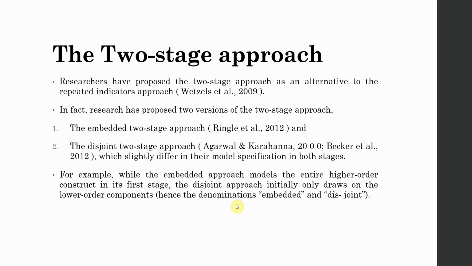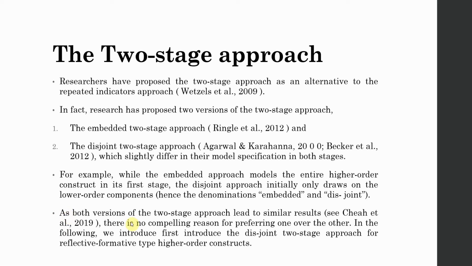Now how does this work in SmartPLS? I'm going to explain the difference when I'm practically explaining the two approaches. As both versions of the two-stage approach lead to similar results, you can see the paper by Chia, there is no compelling reason for preferring one over the other. In the following, we introduce first the disjoint two-stage approach for reflective-formative type higher order construct. However, this one is preferred, although it leads to similar results.